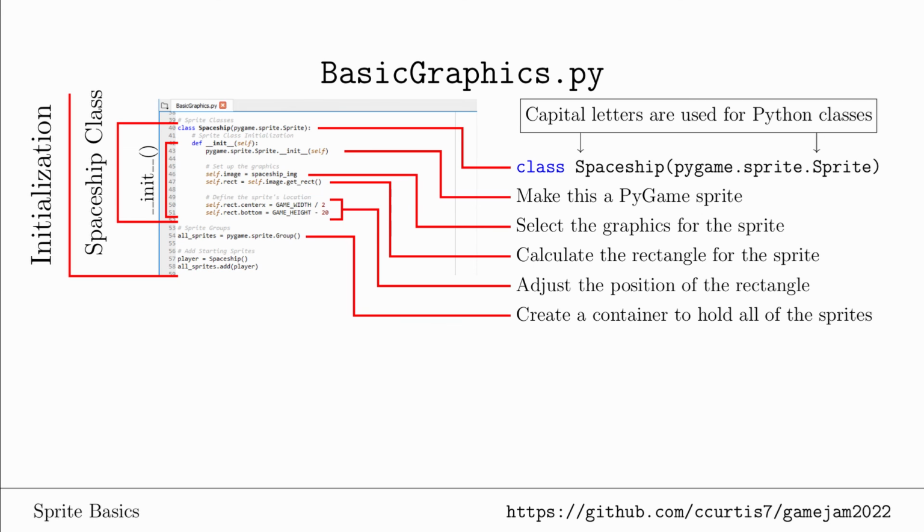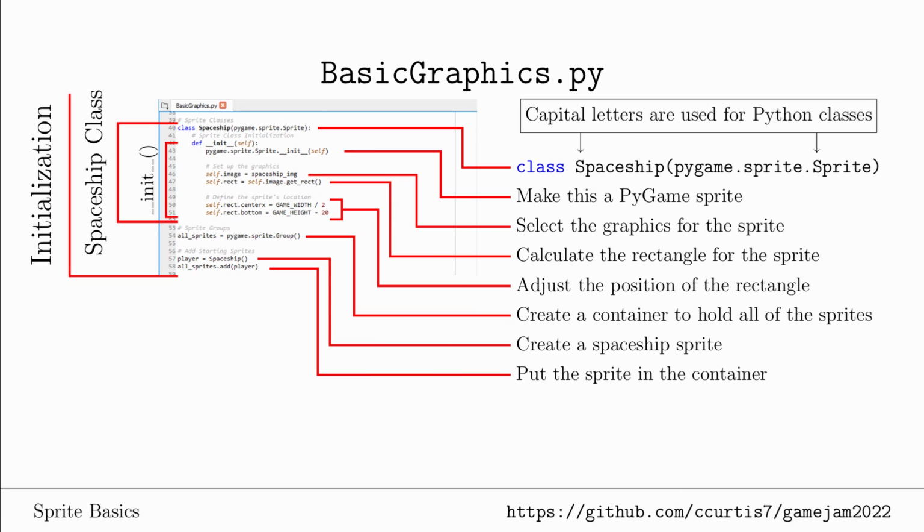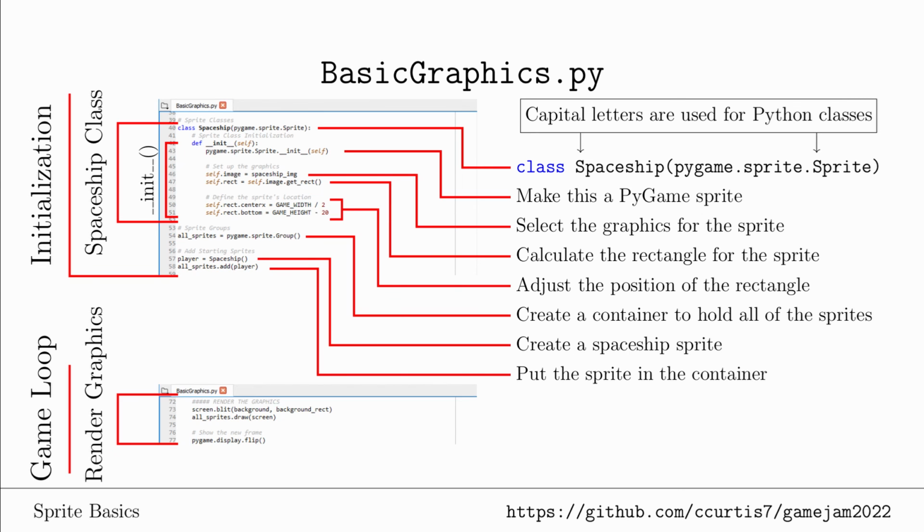We start by making a sprite group. This is basically a container that will hold all of our sprites, and later on we'll make different groups for different types of objects. Then we create the sprite. It's going to be called player, and this line shows that the player is a spaceship sprite. Then we put the player sprite into the group that we created. Lastly, when it comes time to render the graphics, we tell Pygame to render all the sprites in the group, and since our spaceship is in that group, it will get drawn to the screen.